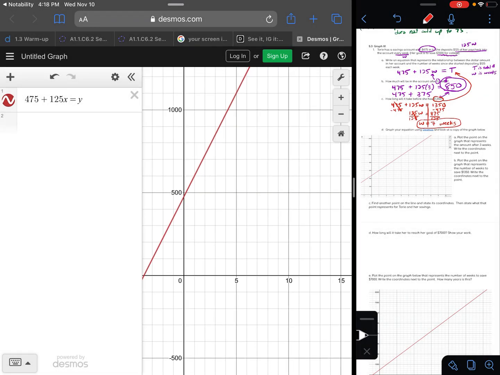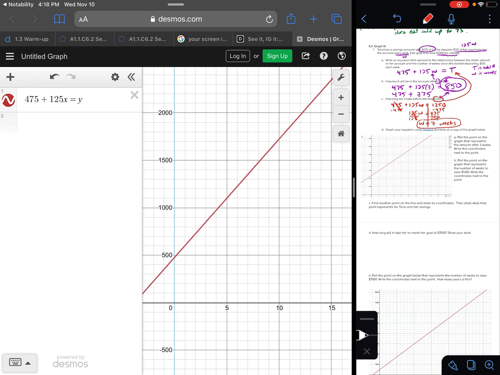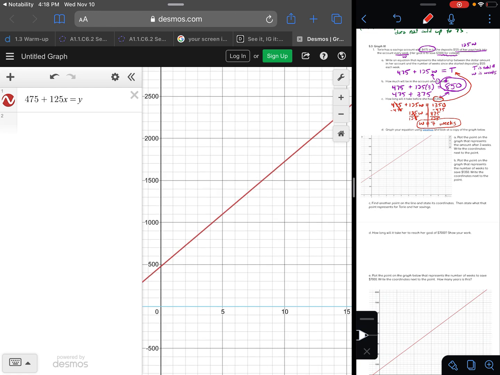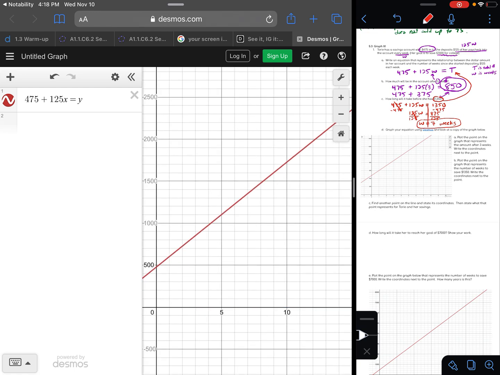I know that she's really starting at $475, and then she's going to save money from there. So notice I'm messing with my X and Y axis a little bit so that I can get a good picture of the graph. And now I can drag a point and say, okay, for any of these amounts of weeks, so if I want to do 7 weeks, see if I can drag right on 7, there's that $1,350 number.